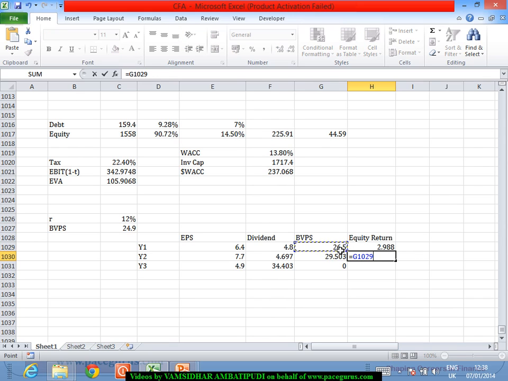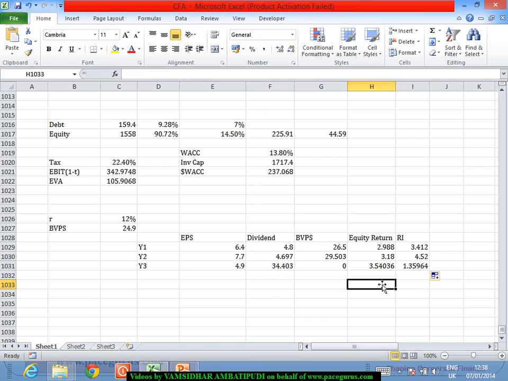Whereas when it comes to the second year, this expectation is somewhere around 3.18, and when it comes to the third year, the expectation is to the extent of 3.54. And what we are saying is, the difference EPS minus R times BVPS is the residual income. So the residual income for each of these years is EPS minus R times the book value per share. Each of these years the residual incomes are going to be something like this.